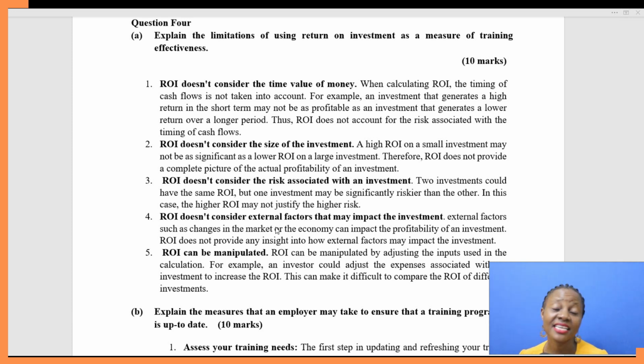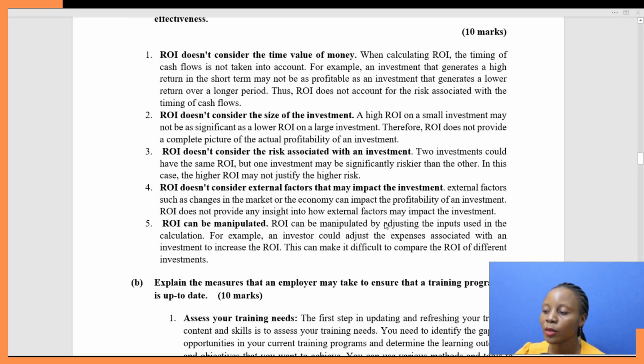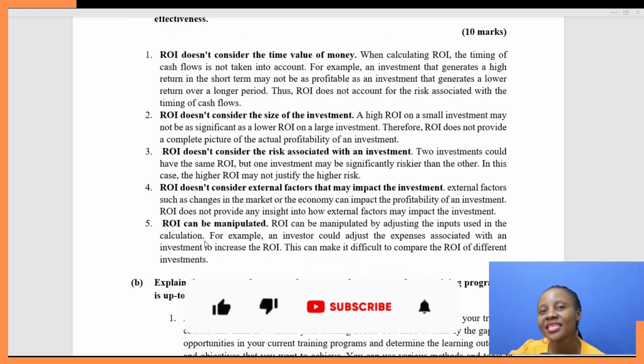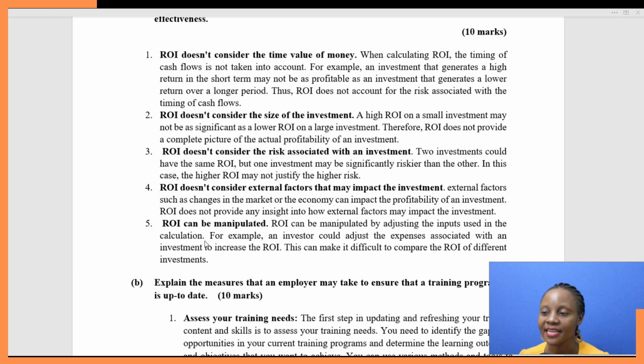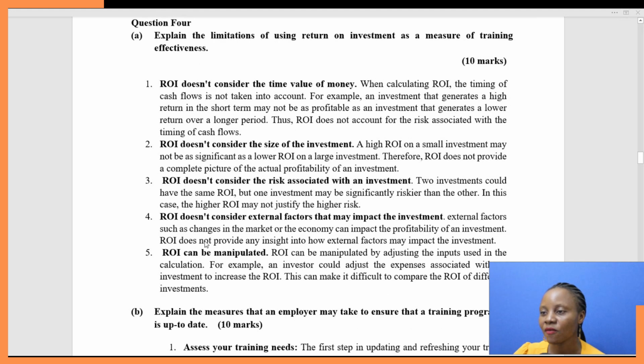And then lastly, return on investment can as well be manipulated. How can it be manipulated? It can be manipulated by adjusting the inputs or the figures associated with the inputs. So ROI can be manipulated by adjusting inputs used in the calculation. Once it is manipulated, that can give you a wrong indication, which can also be a disadvantage. So those are some of the limitations associated with using return on investment as a measure of training effectiveness.